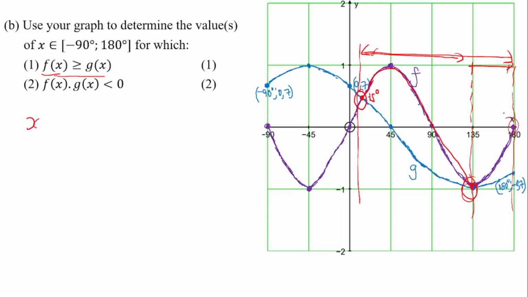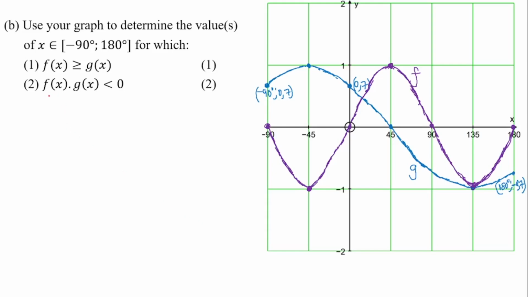So it means x is an element of 15 degrees, 180 degrees included. That's why we're using what? The square brackets there. We can say x less than or equal to 180 degrees, but greater than or equal to 15 degrees. That's another way of writing it.